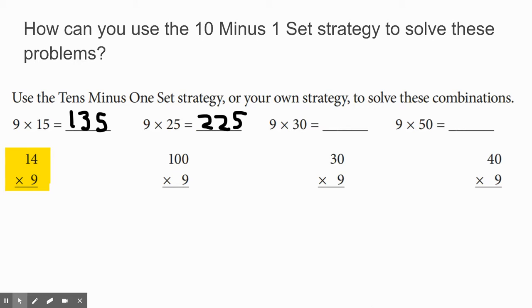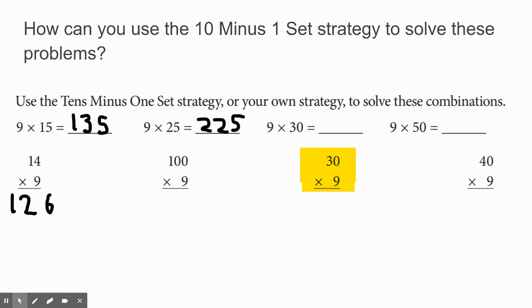And here we go. Mrs. Peters, when I solved that using the tens minus 1 set strategy, I got 126. I wonder if you used that strategy or maybe a different one. Now I want you to give 9 times 30 a try. Okay, well, when Mrs. Peters used the tens minus 1 set strategy to solve this, I got an answer of 270.